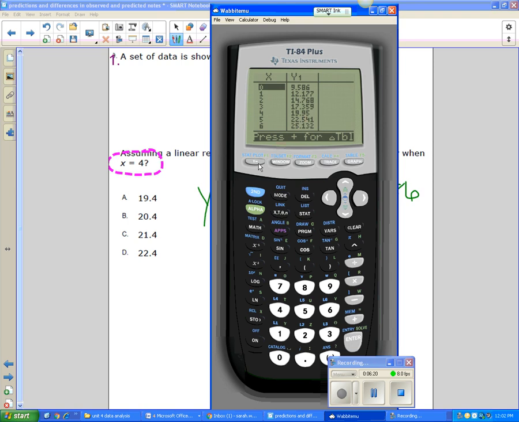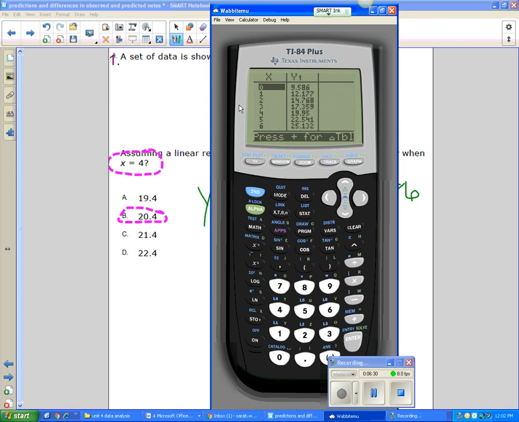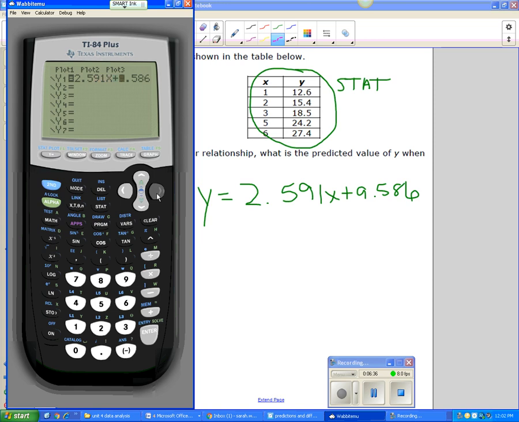So the closest answer to that would be 20.4. That would be the closest answer. I'm going to double check what I have in my y equals: 2.591x plus 9.586. All right, I'm also double checking what's in stat real quick just to make sure I did everything right. 1, 2, 3, 5, 6, 12.6, 15.4, 18.5, 24.2, 20.